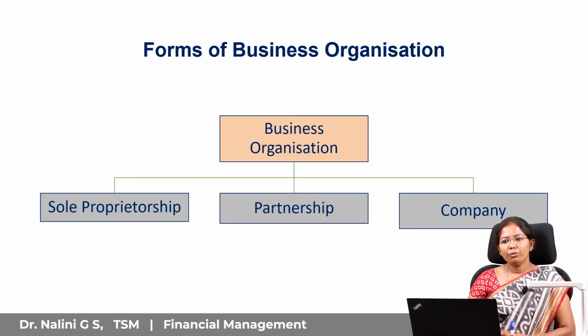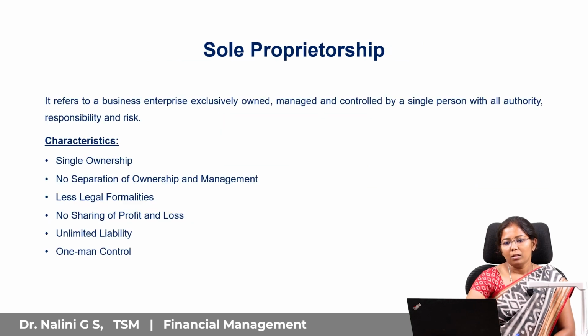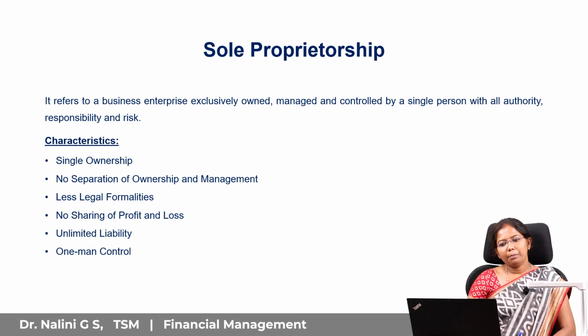Now let's move on to the forms of business organization. There are different forms of business organization. Generally, it is broadly categorized into three: sole proprietorship, partnership, and company. In sole proprietorship, one person has started his business. It is a very simple business. It is called sole proprietorship because he is the owner and he is the manager.